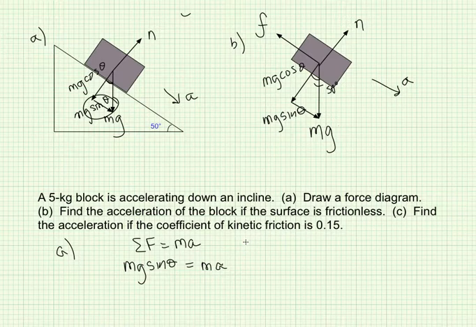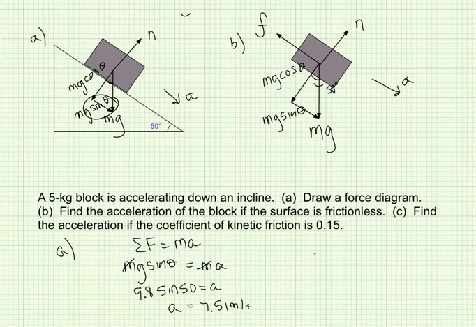Now there may be times where you're not given the mass of the block, and in this case that's all right, because look at what happens with the m's. They cancel out. Now they're only going to cancel out if there's an m in each term, but this is an example when it does. So if I take 9.8 times the sine of 50, that's going to be my acceleration. My acceleration then is 7.51 meters per second squared.